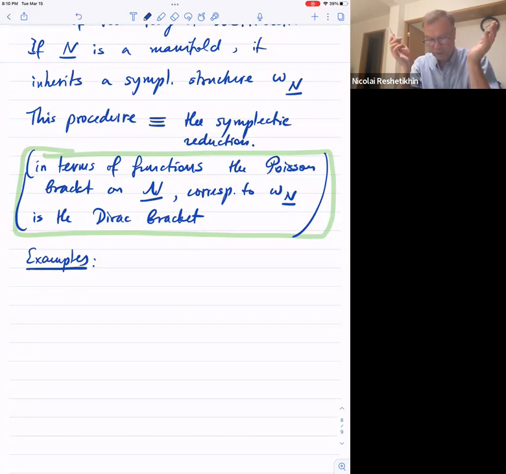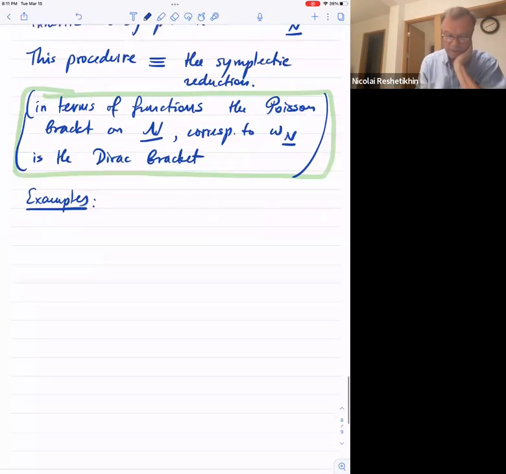The other machine is symplectic leaves in Poisson manifolds, but this will bring us quite far away from quantum mechanics. So let's move on to quantum mechanics.